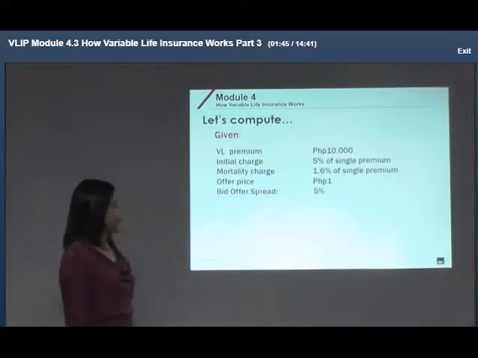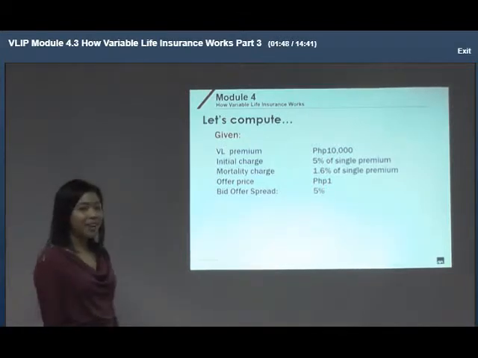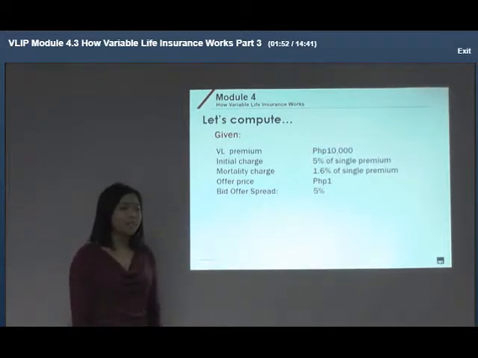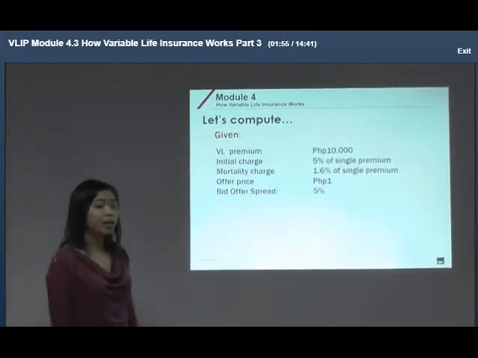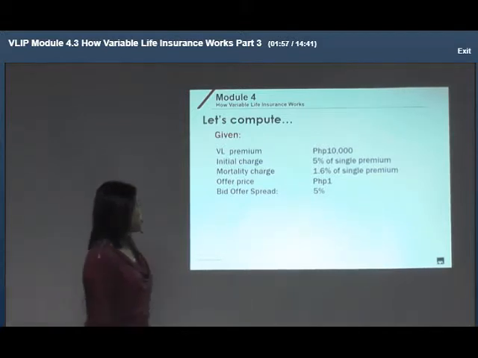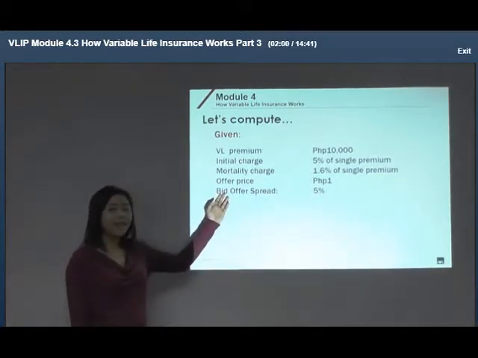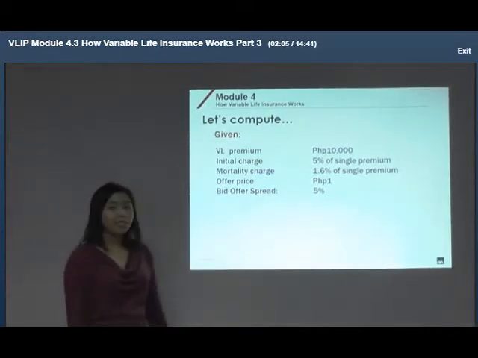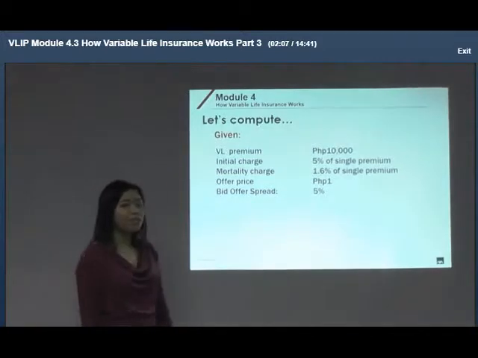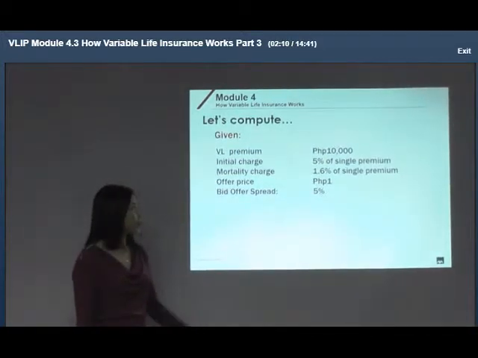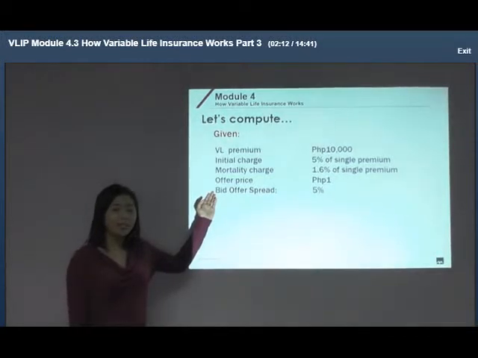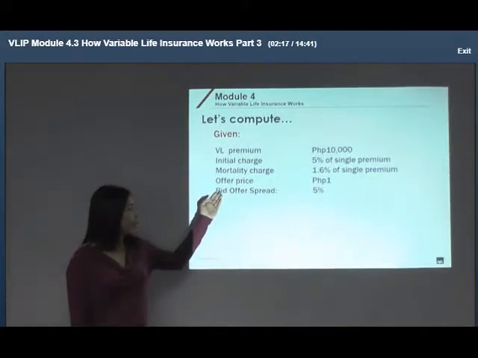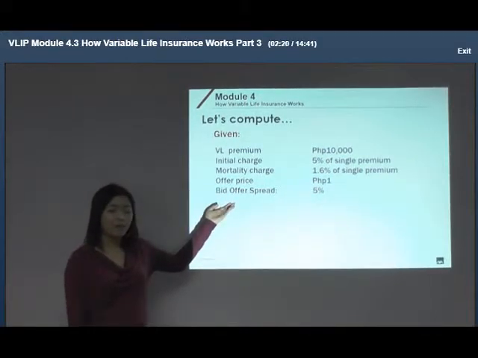Let's say for instance, our client invested 10,000 pesos. The initial charge is 5%. The mortality charge is 1.6%. The offer price at the time the client invested in the variable life policy is 1 peso. The bid offer spread is 5%. Notice that instead of using unit price, we are already using offer price in dual pricing method, and there's an extra given, which is the bid offer spread.